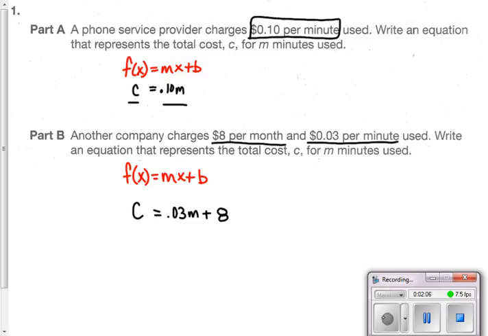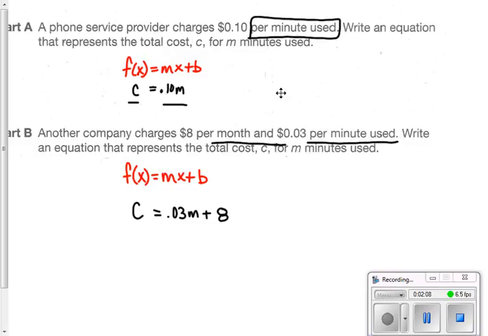If you look at these two equations, part A would be considered proportional because it does not have a y-intercept, so it's going through 0, which would be your origin. This here, equation 2, would be considered non-proportional because you would start up at 8 for the y-intercept.